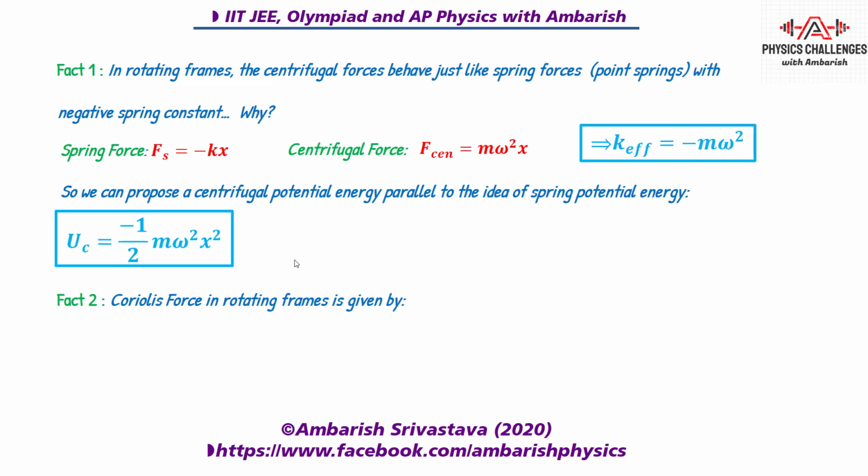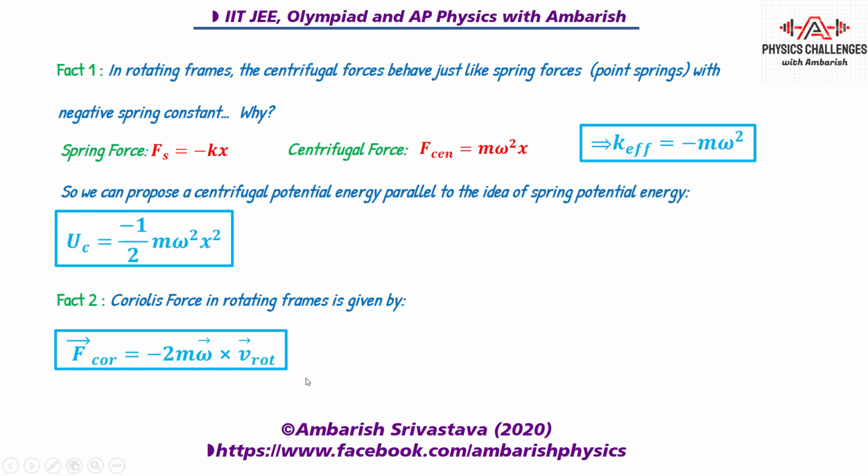Now another fact that you must know for solving this problem is that the Coriolis force in rotating frames is given by F Coriolis equals minus 2m omega cross v rot. Now v rot is the velocity as seen from the rotating frame. So this is a standard formula for Coriolis force. I will try to do another video on this. For now we'll be using this result as it is without getting into the mathematical derivation of the Coriolis force. Alright, so now ready for the solution.